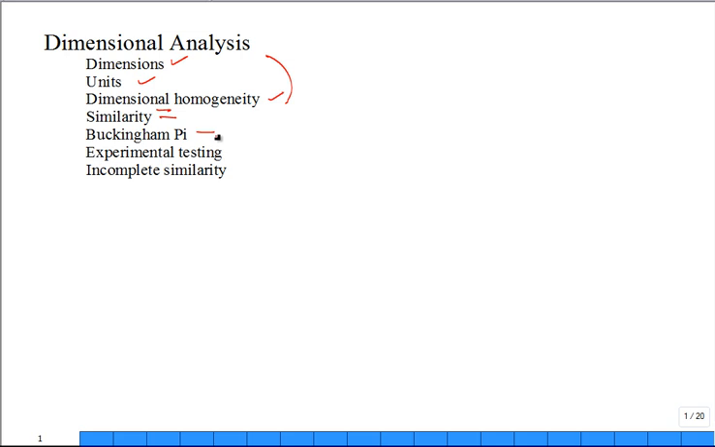And then we'll talk about Buckingham pi. It's a procedure for identifying dimensionless groups and coming up with correlations, or the form of the correlations. A little bit about experimental testing, and then incomplete similarity. So can you extrapolate sometimes the results? And yes, you can.